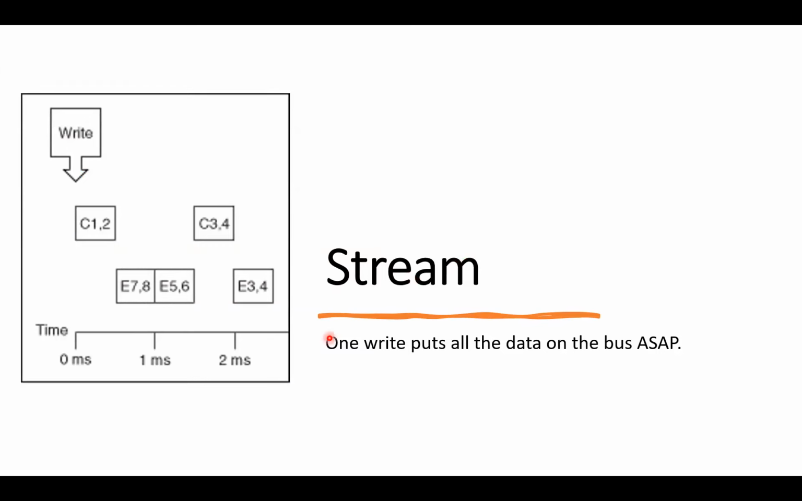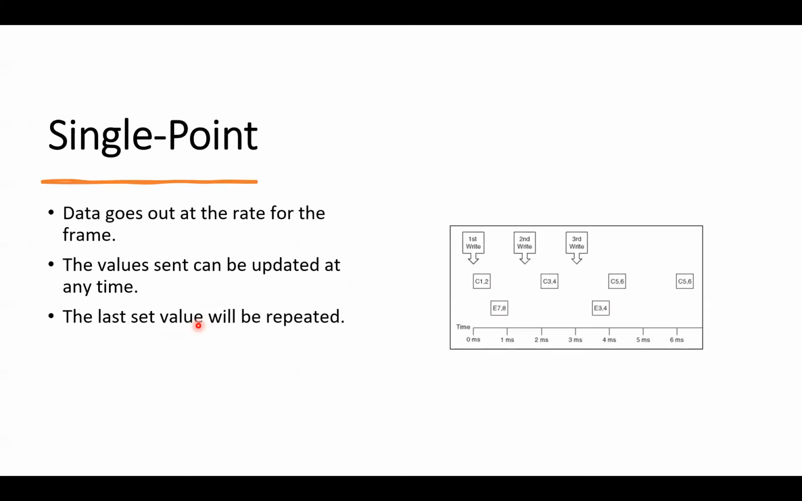Here we are just streaming. Once we have written the data, that data will be there in the bus itself. So we call it a single point: data goes out for the frame and the value sent can be updated at any time. Once the data has been sent on the bus, it can be updated in the CAN bus at any time. It's not specific to a time slot.